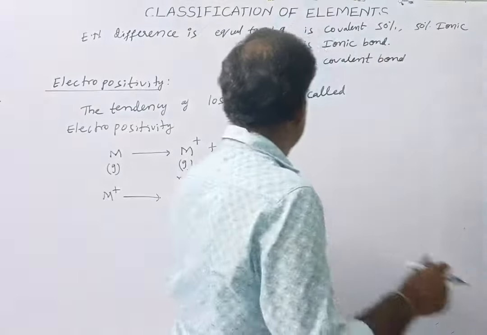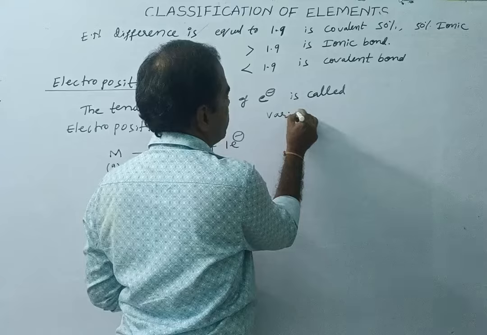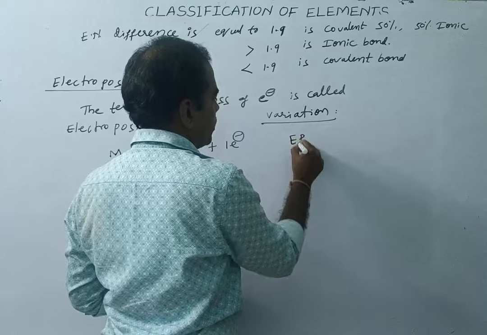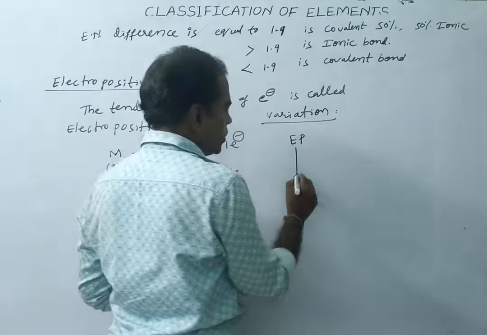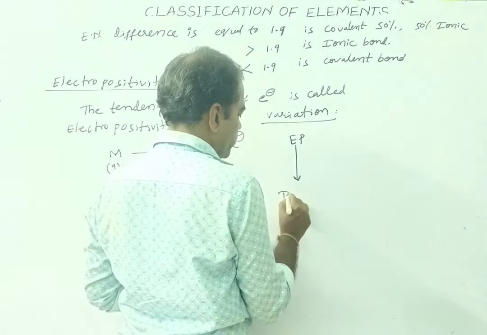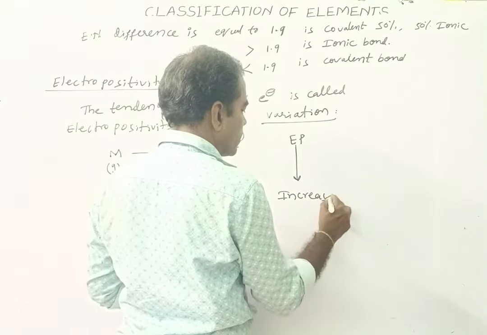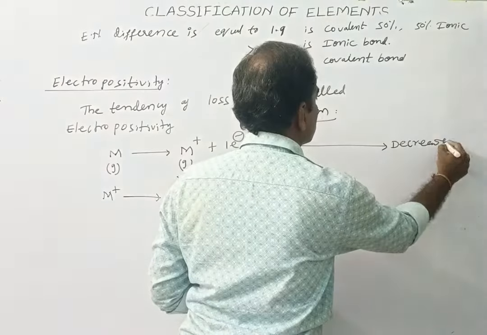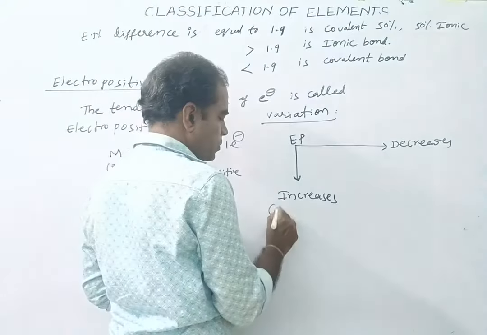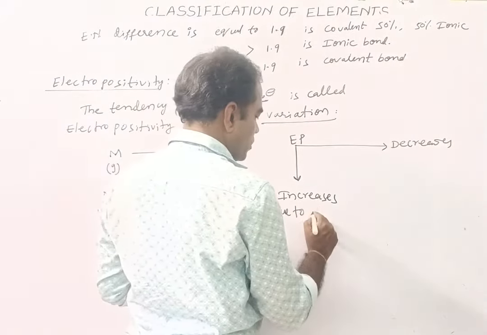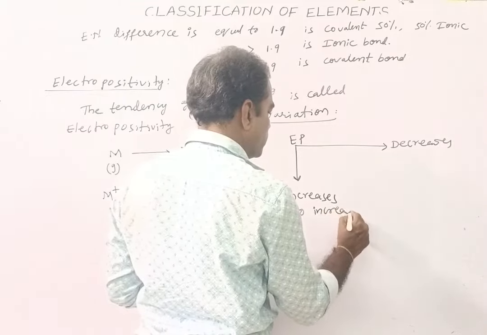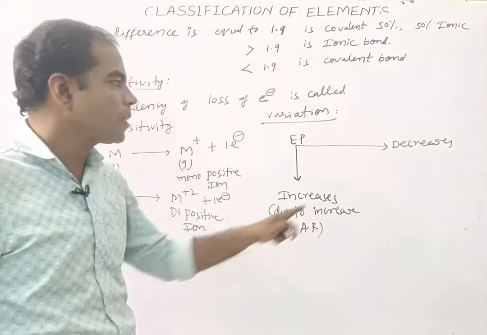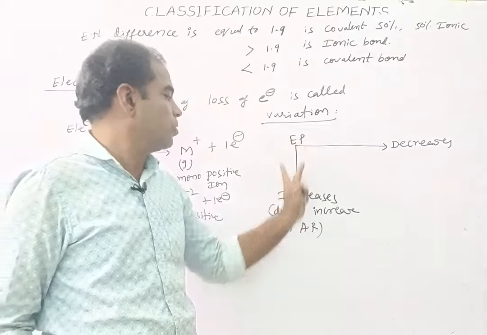Now let us discuss the variation in groups and periods. Electropositivity down the group, what happens? Down the group, electropositivity increases. Left to right, electropositivity decreases. What is the reason? Due to the increase in atomic radius down the group, and the decrease in atomic radius along the period.